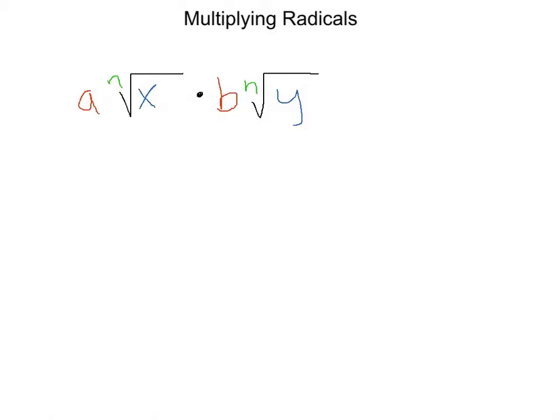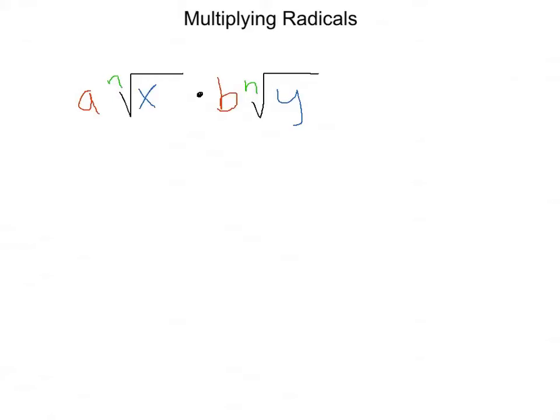Alright, now let's talk about multiplying radicals. So I have a times the nth root of x times b times the nth root of y. Now notice I don't have the same radicands. I have an x and a y, but I do have the same indexes. And this is something that we need to make sure, the index is the same.